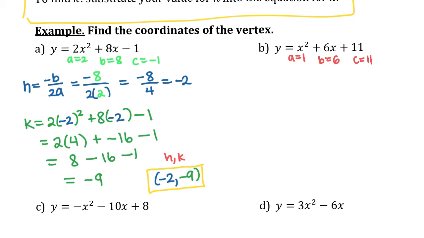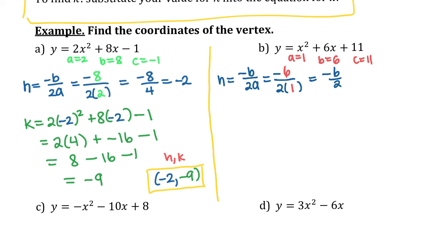I'm going to rewrite that, although when you get better at this, you probably won't write it every single time. Negative b over 2a, and that's just because that's the formula. So negative, what's b? b is 6 over 2 times a. a equals 1 because I wrote that just above. Okay, so negative 6 divided by 2 is negative 3. So I already know from my vertex, the first coordinate is going to be negative 3.